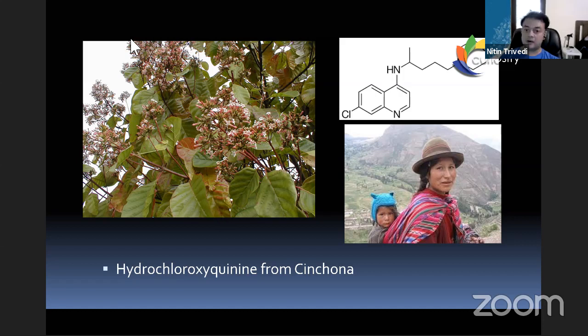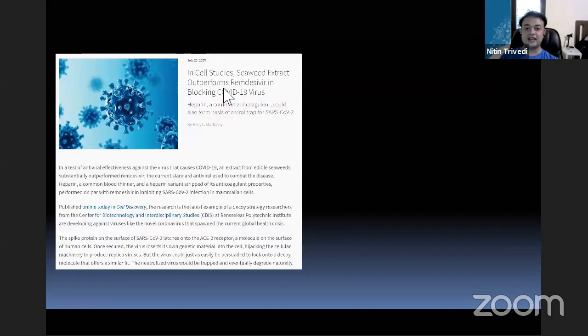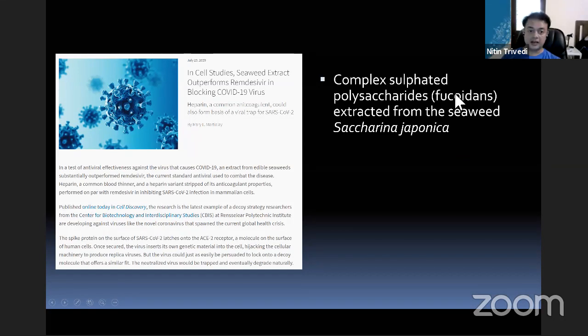So in cell studies, yet another paper, trial and error method, which they followed. In cell studies, seaweed extract outperforms remdesivir in blocking COVID-19 virus. Remdesivir is a drug which everybody uses these days. I will talk about remdesivir also in today's presentation. So complex sulfated polysaccharides or fucoidans extracted from the seaweed, Saccharina japonica, that is basically a brown seaweed or kelp. The sulfated polysaccharide called fucoidans can fight the COVID-19 virus in the culture. So that's an exciting news.